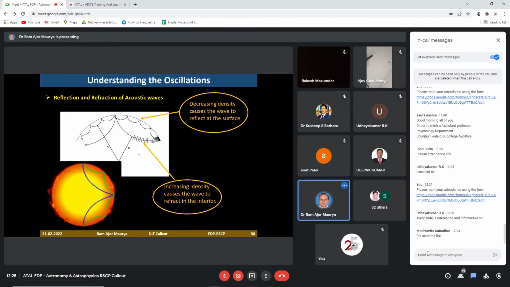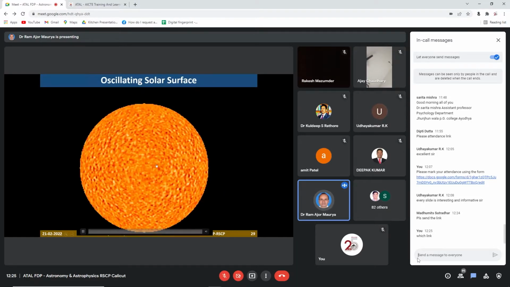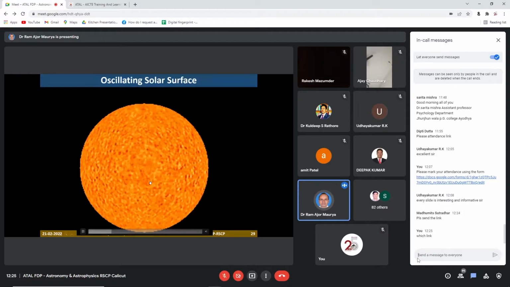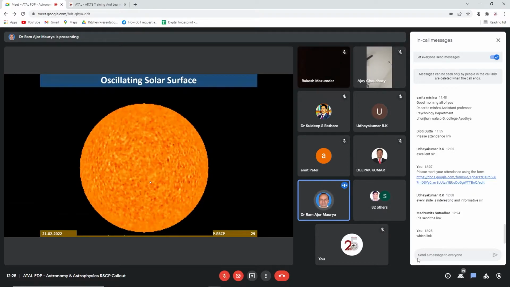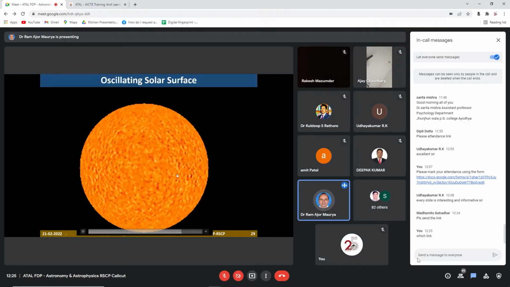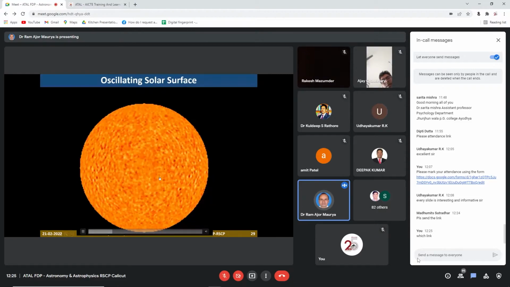inside the sun, and when such waves superimpose, they perturb the surface of the sun. Okay, so the surface oscillates up and down. In the previous picture that we have seen, this is happening because of millions of sound waves. They are also called acoustic waves. Because of these acoustic waves, the surface is oscillating up and down.